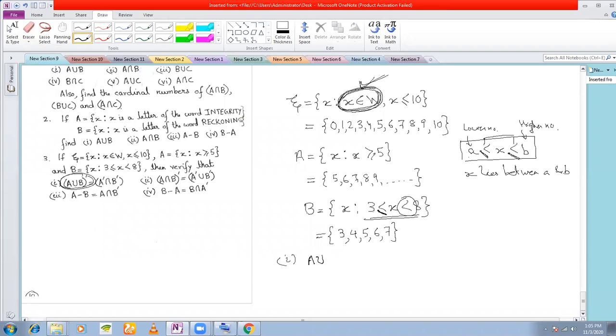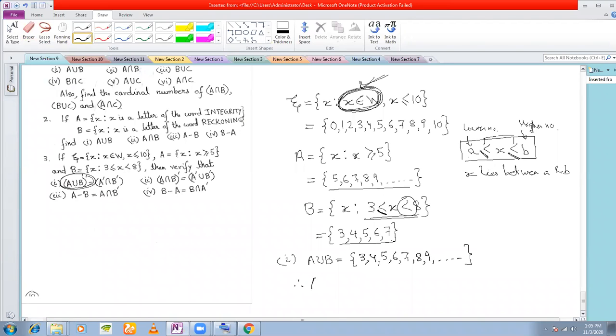What is A union B here? From these two sets, what is the union of these two sets? It is 5, 6, 7, 8, 9 and so on. This is the union of A and B, because A starts from 5 and B starts from 3. If you combine these two sets, no, this is wrong. This should be starting from 3. If you combine these two sets, this will be 3, 4, 5, 6, 7, 8, 9 and so on. This is A union B.